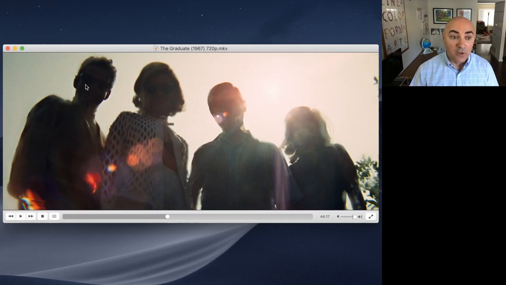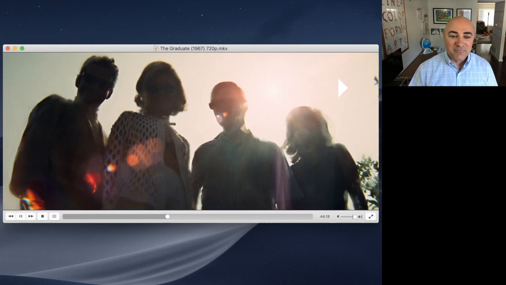You can't see the characters' faces. Everything's all kind of bleachy and white. Lens flare. It used to be in Hollywood, you'd get fired for using lens flare. But Mike Nichols doesn't care. He's deliberately doing this for a reason. It shows us Benjamin's perspective of them.